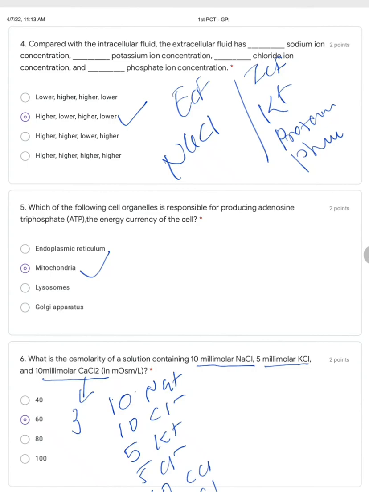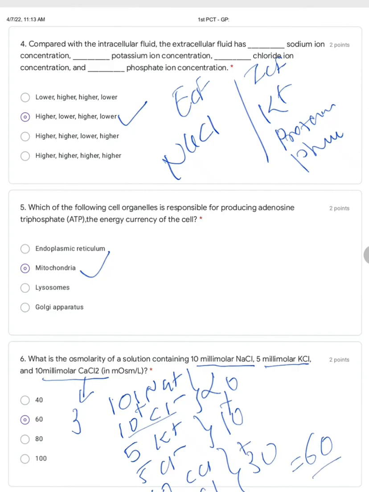So that comes to 10 plus 10, 20, 5 plus 5, 10, and here 10 plus 10 plus 10 is equal to 30. So 30 plus 20 plus 10 comes to the 60. Okay, so the osmolarity of the given solution is 60.